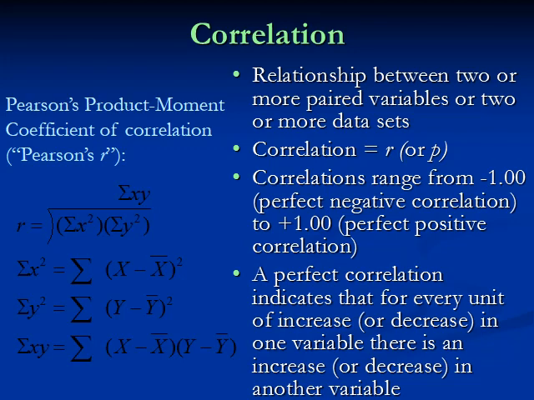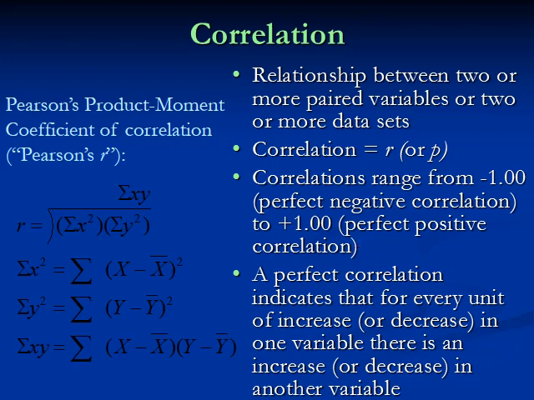Okay, so this correlation coefficient is a number that indicates the relationship between two or more paired variables, or two or more data sets. It's usually listed in research studies as the lowercase letter r, or sometimes the lowercase letter p, so watch for that. What else do we need to know? Well, the number for the correlation coefficient is always going to range from -1, which would correspond to a perfect negative correlation, to +1, which would be a perfect positive correlation, right?